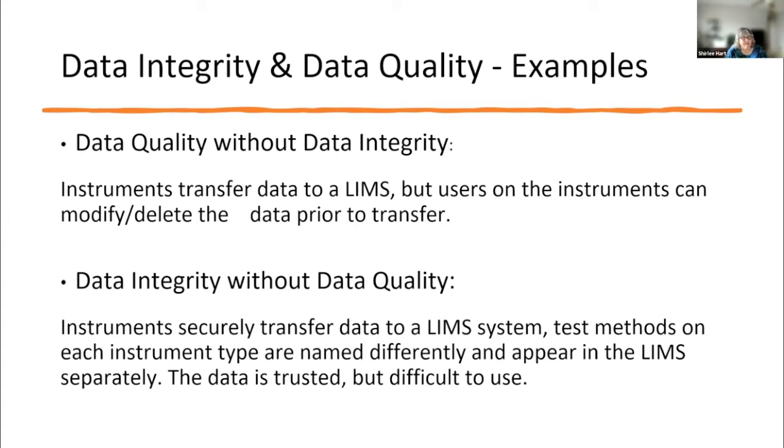The flip side of that, you can have data integrity without data quality, where you have a secure transfer of data to the LIMS, but test methods on different instrument types or different groups or even different sites, they may appear differently in the LIMS for the same exact measurement. So the data is trusted, but it's very difficult to use. If you want to get any trending or actually use that data in reports even sometimes, it makes it a lot more difficult. So there you have data integrity, but you don't have the quality. It's not as usable as it should be.